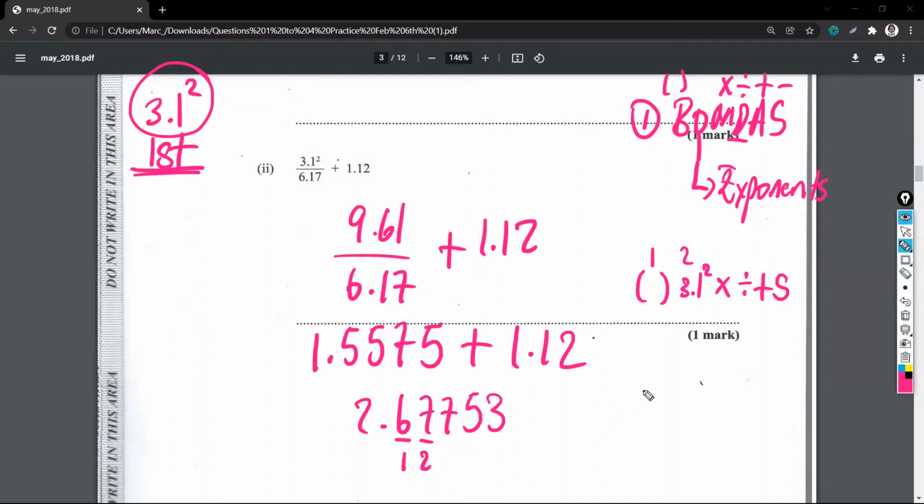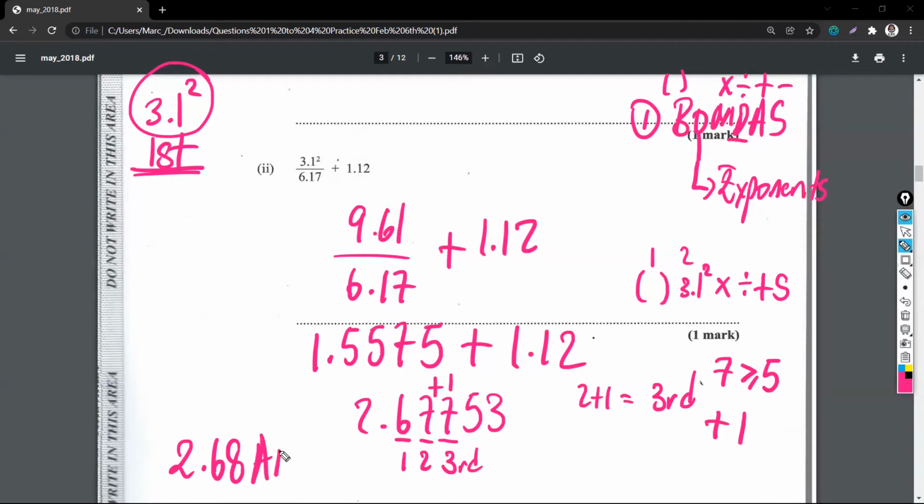So guys, we need it to be in 2 decimal places. How do we make it 2 decimal places, guys? You look at the third place, the 2 plus 1 place, which is the third place. And if the third place is greater than or equal to 5, then you add a 1 to the number in front of it. So we're going to add a 1 here. So the answer is 2.68. And this is the answer to 2 decimal places.